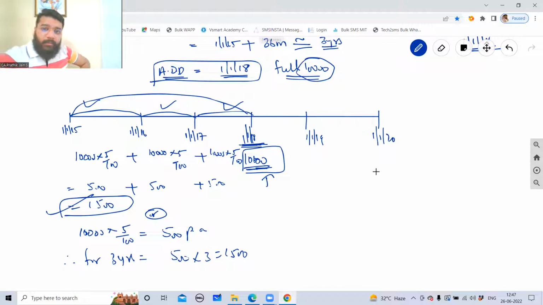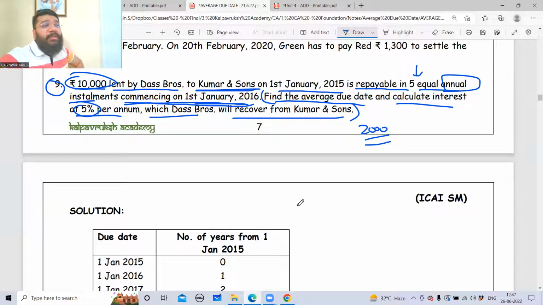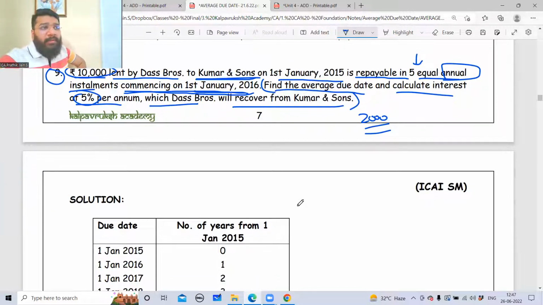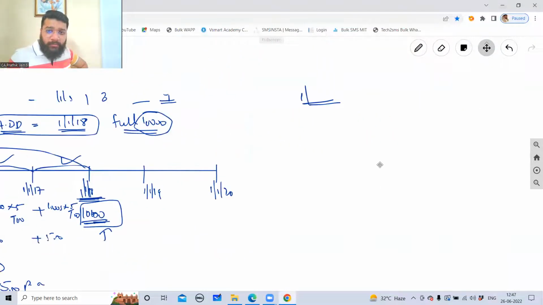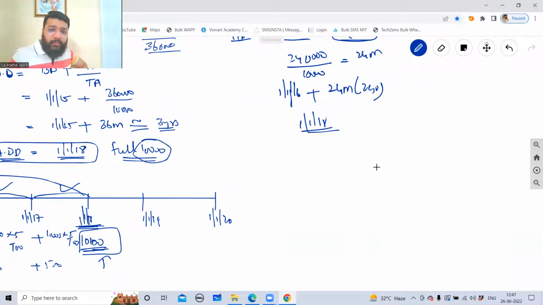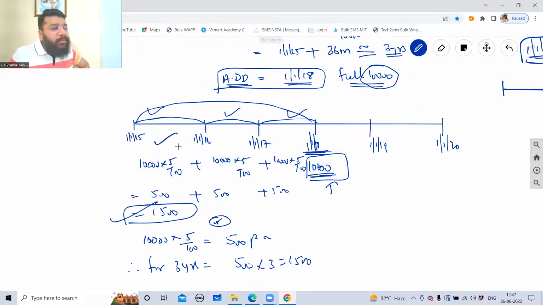No problems. But I have a problem. With this question, interest is all fine. Interest will go for a toss. Let's do the interest also. My interest calculation will go for a toss. The payment is happening on 1/1/18 only, no? So this period full 10,000 enjoyed, this period full 10,000 enjoyed, this period full 10,000. Interest also will be same, no problem.